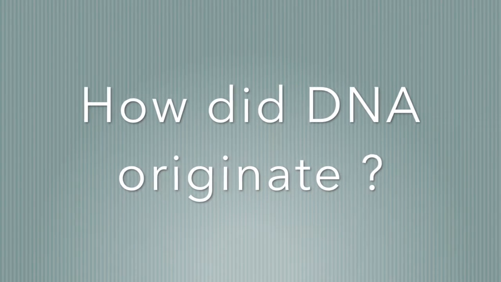How did DNA originate? Okay, so a long time ago there was a common evolutionary ancestor, and it had a similar DNA to ours, and over time, through mutations and natural selection and the such, it came to be our DNA code.